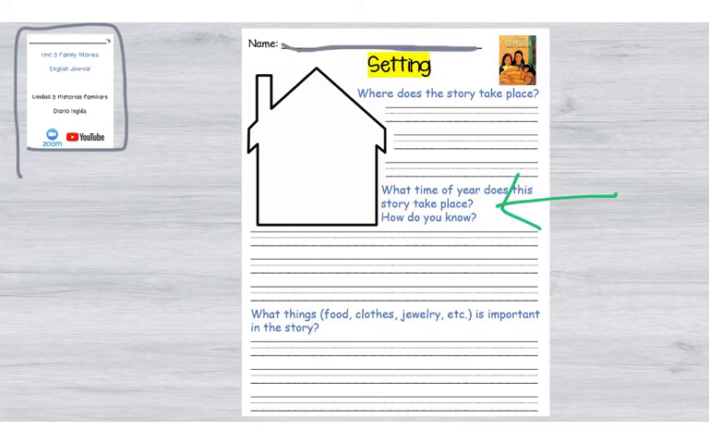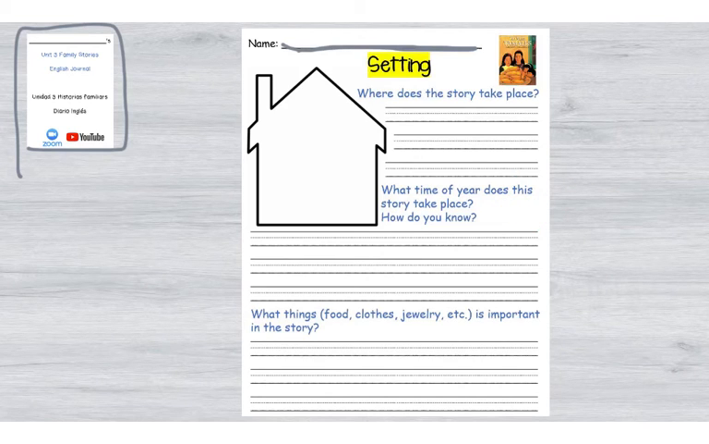How do you know? So again, going back to weather, daytime, nighttime, what time of year does this story take place? Is it snowing? Is it raining? Is it sunny? Are there flowers? In this book, it's actually also a special holiday. So how do you know? You would say it is this time of year because I see maybe snow, or I see the leaves falling down, or I see certain decorations.